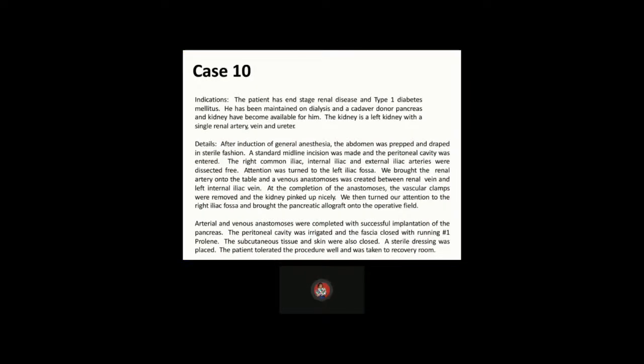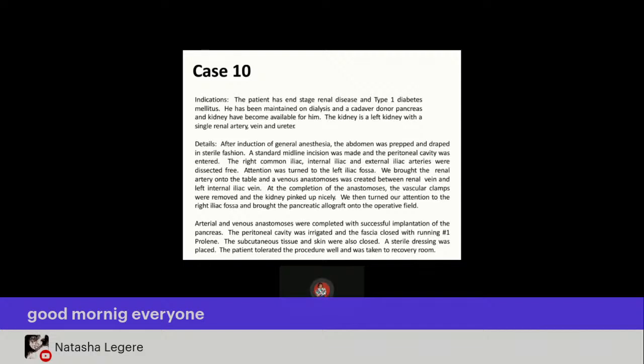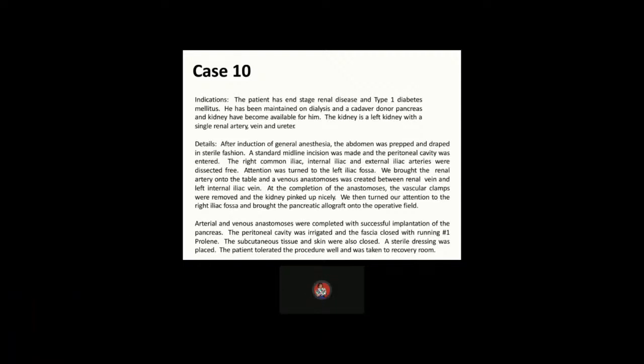All right, let's jump into our first scenario. Our patient has end-stage renal disease and type 1 diabetes. He's been maintained on dialysis, and a cadaver donor pancreas and kidney have become available. So, the kidney is a left kidney with a single renal artery, vein, and ureter. Of course, the normal things happen. The patient is prepped and draped in the sterile fashion, and anesthesia is administered. An incision is made, and the peritoneal cavity was entered.